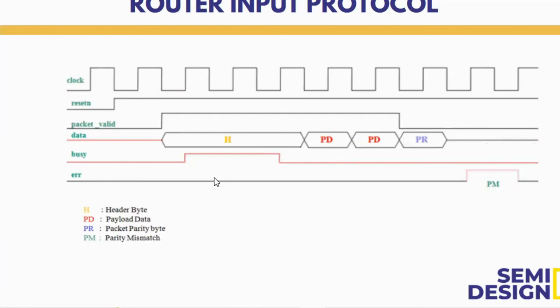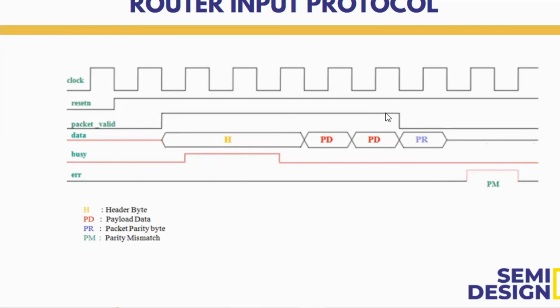See, parity is not given by the user. The parity is calculated internally, right? So the packet valid will be high only until the user given data is there. It will remain high only till the payload data, then it will go low.